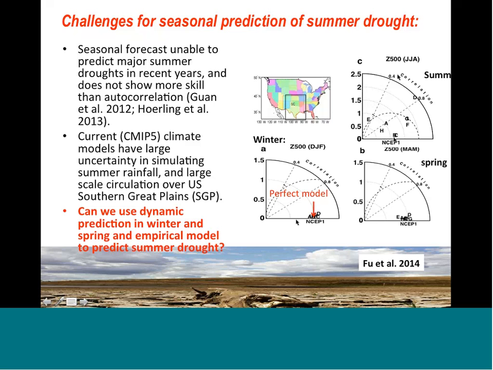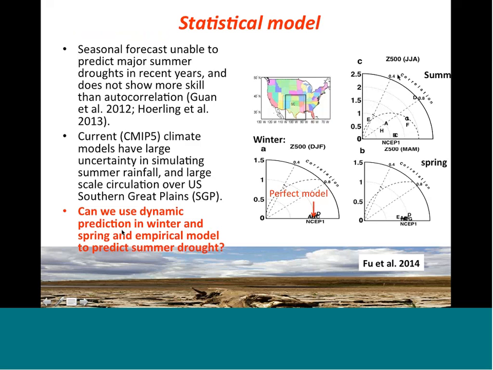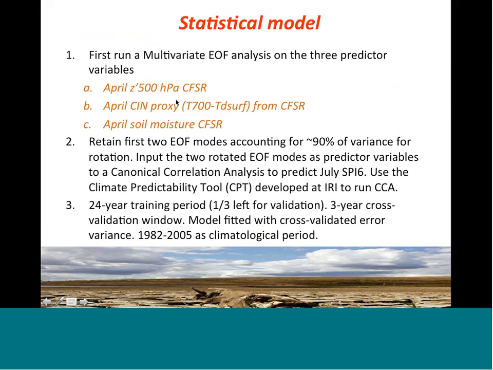And so the question here is, can we use dynamic prediction in winter and spring and an empirical model to improve assessment of summer drought? Given the time limit, I'm going to skip the detailed analysis. We basically use the multivariate EOF and also canonical correlation analysis to train this statistical model using the CFSR for the period of 1982 to present.